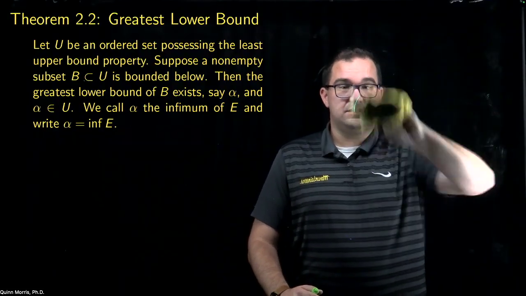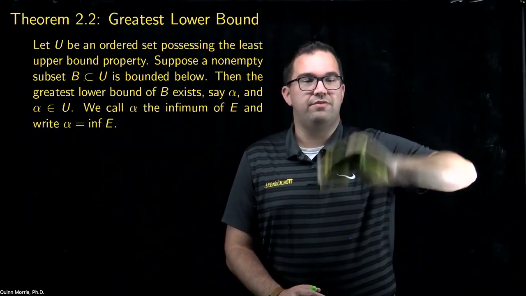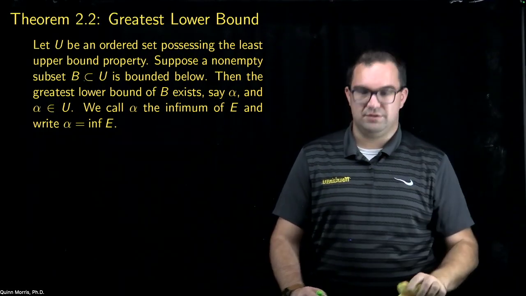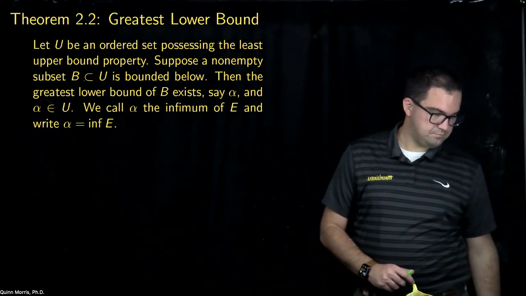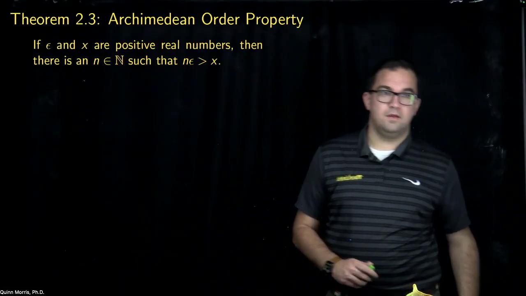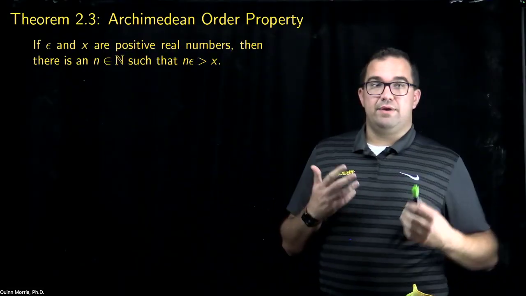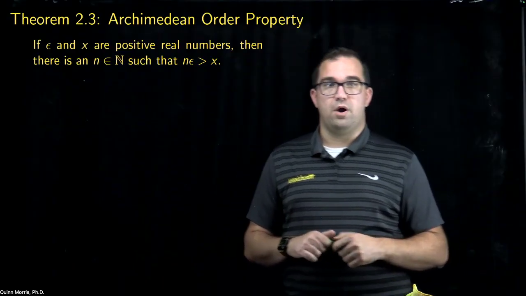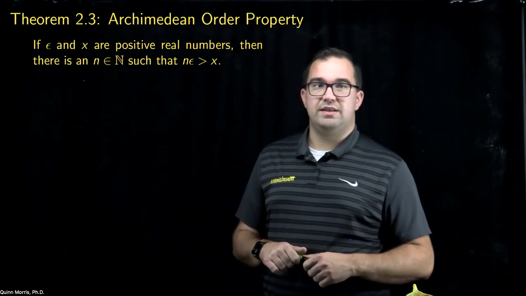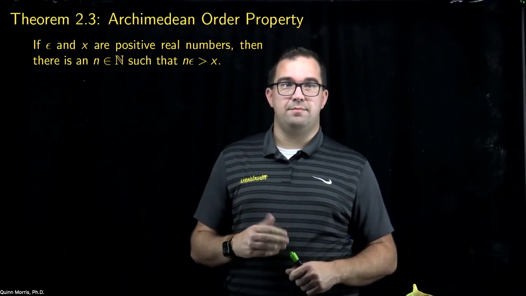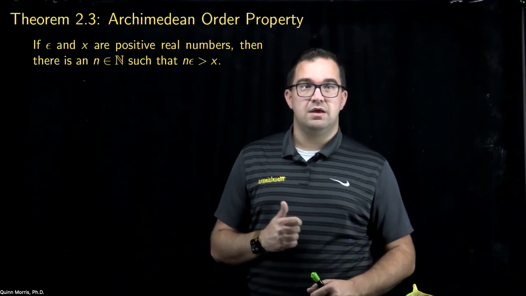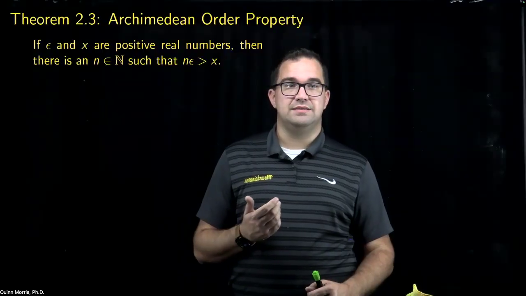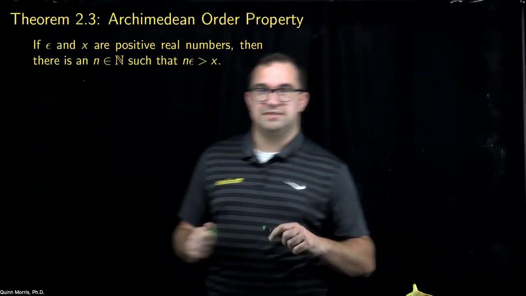You can again see the book for a fully worked out proof of that, but that's essentially the fundamental idea there. All right. Now, immediately following out of this is a very important property called the Archimedean order property. So if we take two positive real numbers, call them epsilon and x, then there is some natural number n such that n times epsilon is greater than x.